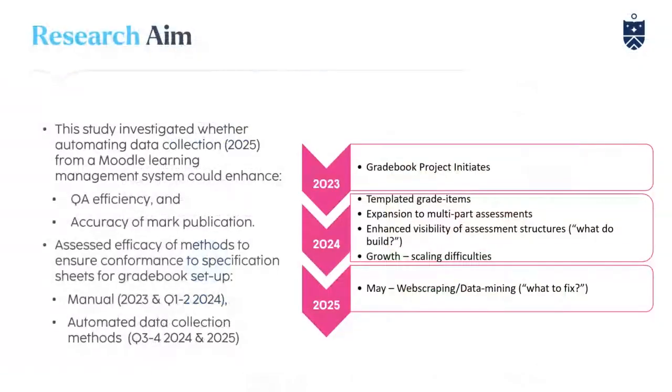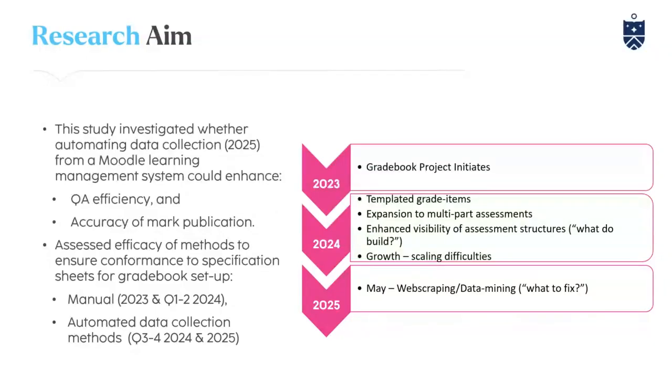So you can appreciate then our research aim states the study investigated whether automating data collection, as we did in 2025, from our learning management system Moodle, could enhance quality assurance, efficacy, and accuracy of mark publication, and also decrease time on task for our stakeholders. We assess the efficacy of automated methods to ensure conformance to specification sheets for gradebook setup, comparing more manual approaches in 2023 and quarter 1 and 2 in 2024 to automated data collection methods in quarter 3 and 4 of 2024 and in 2025. So just a very quick timeline overview there on the right.